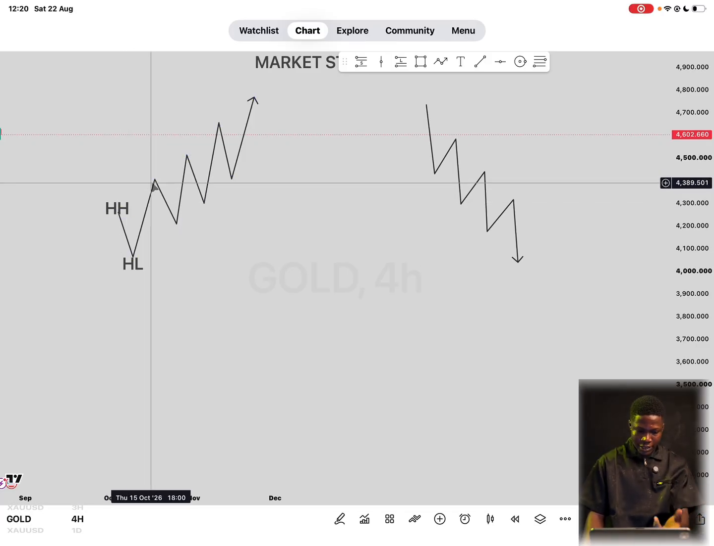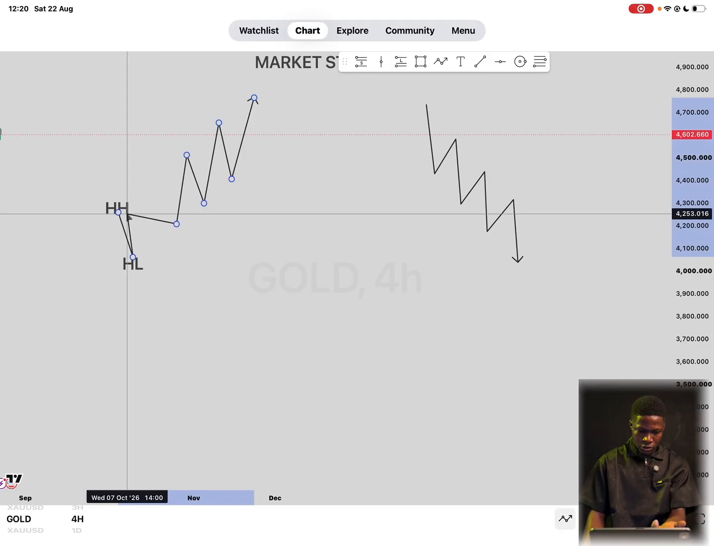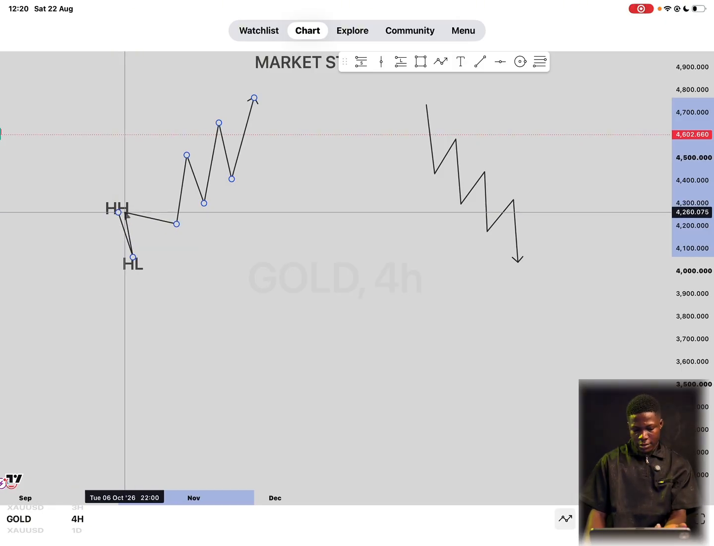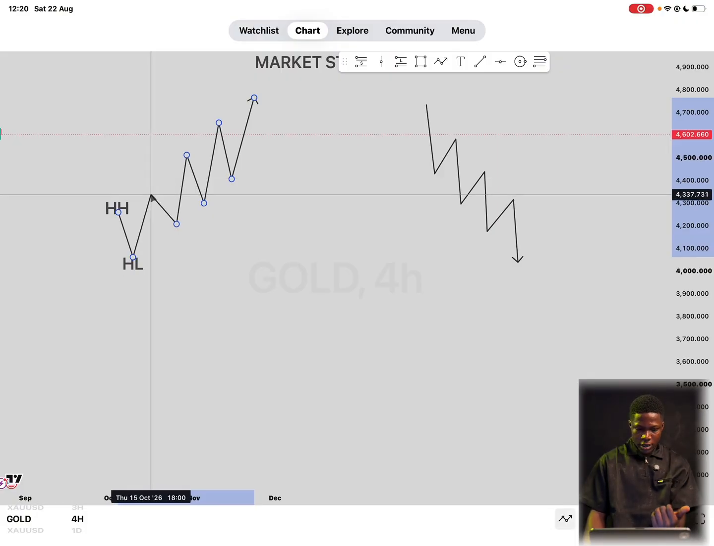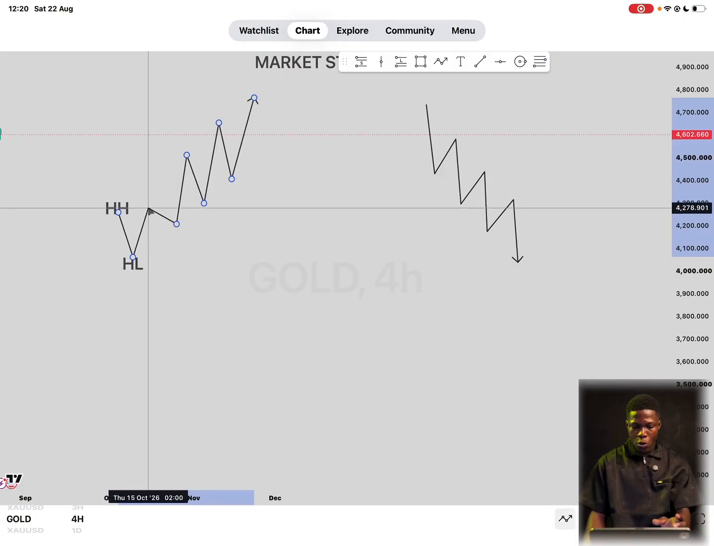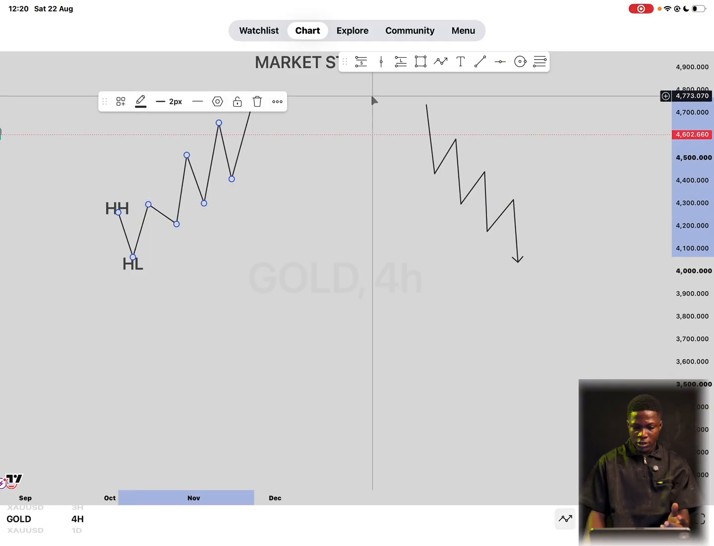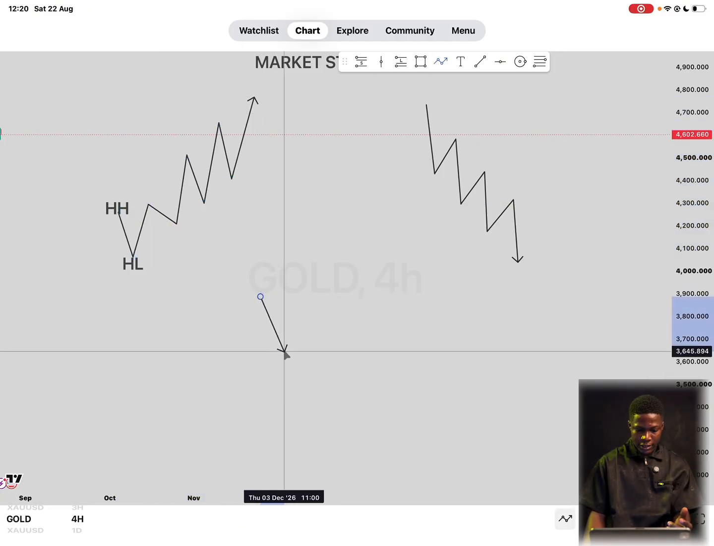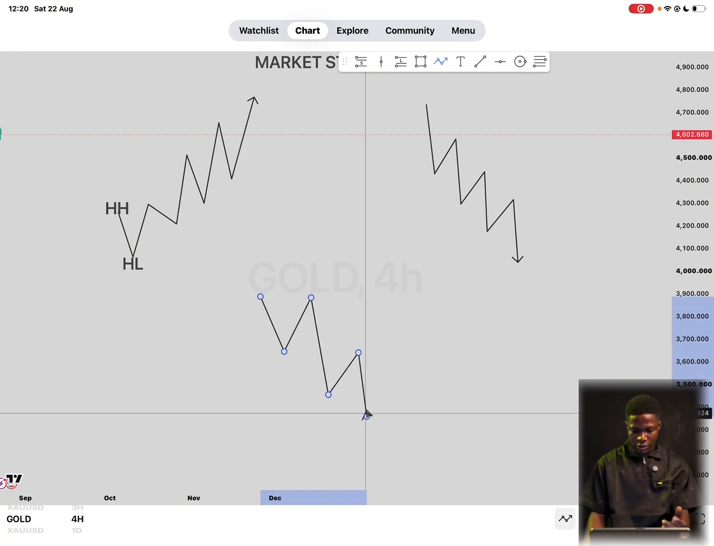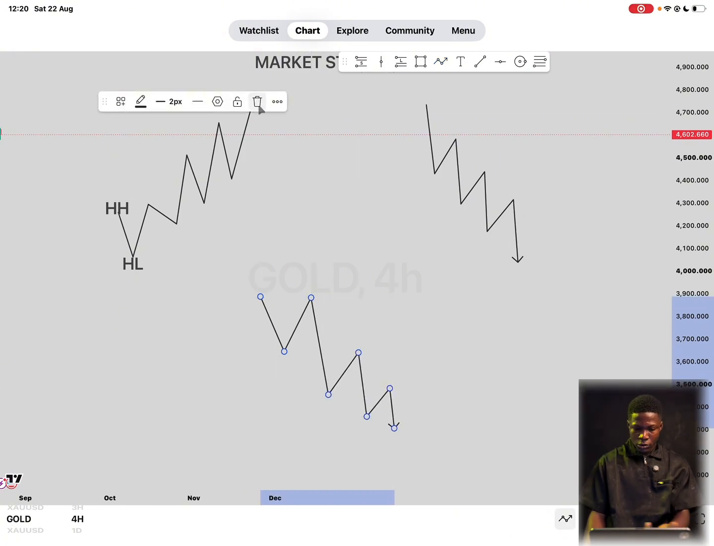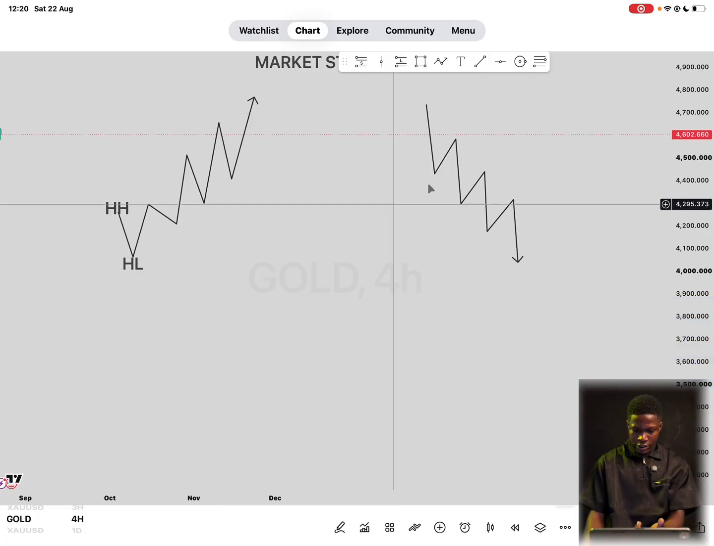What do we mean by that? This current high must not be at the same level with this previous high. It must be higher than it. So in a situation where you have an equal high, you can't call this an uptrend anymore. Why? Because the market can decide to give you something like this, a double top, then reverse all the way down. So you can't call this an uptrend.